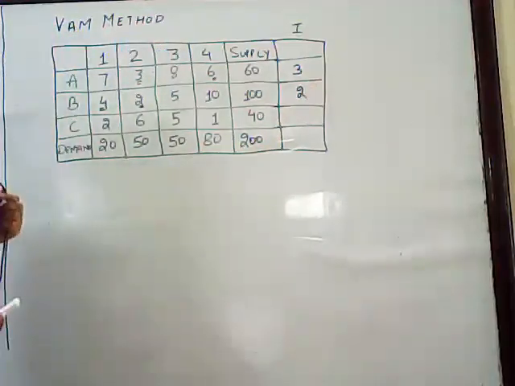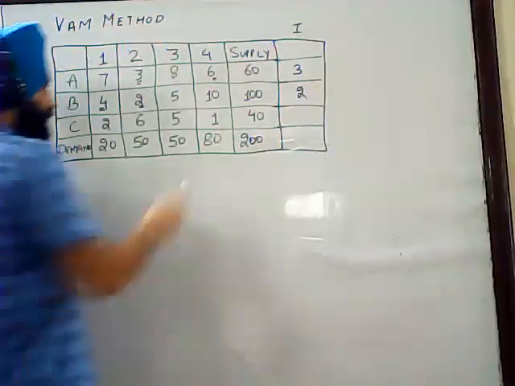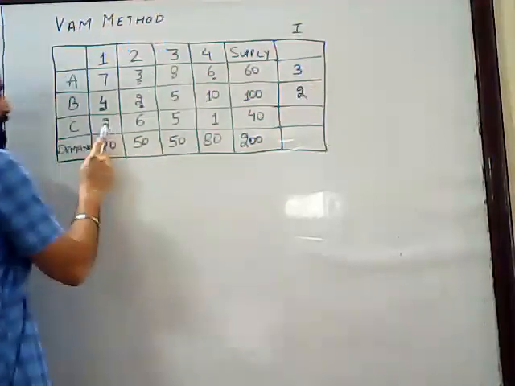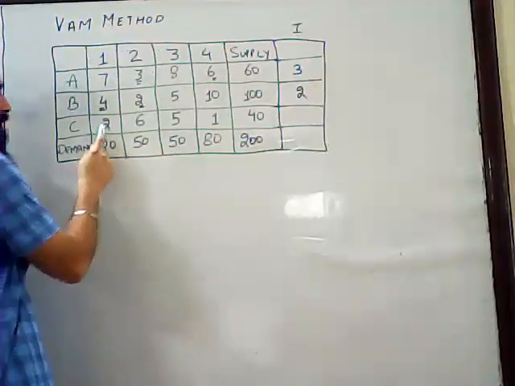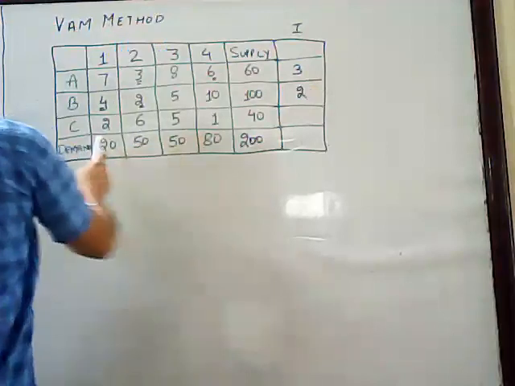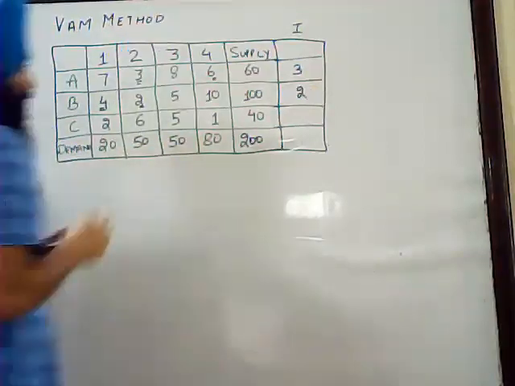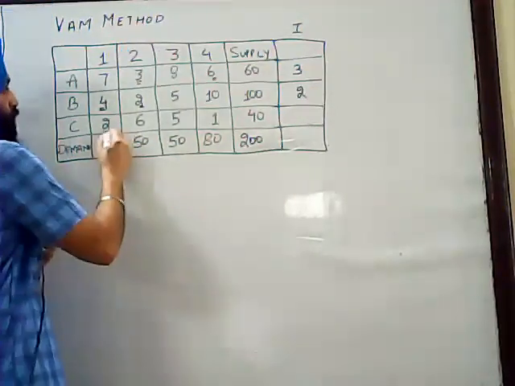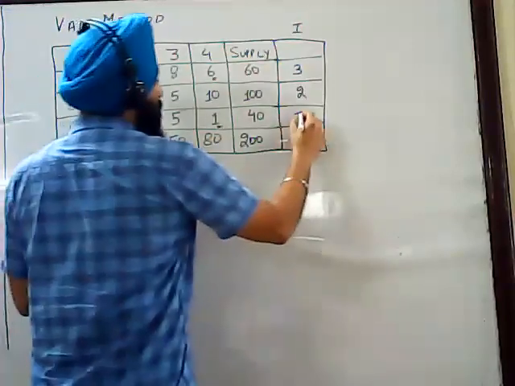Similarly, from the third row, find the minimum element and the next minimum element. We are having elements 2, 6, 5 and 1. So the minimum element is 1 and the next minimum element is 2. Their difference will be 2 minus 1. The value will be 1.